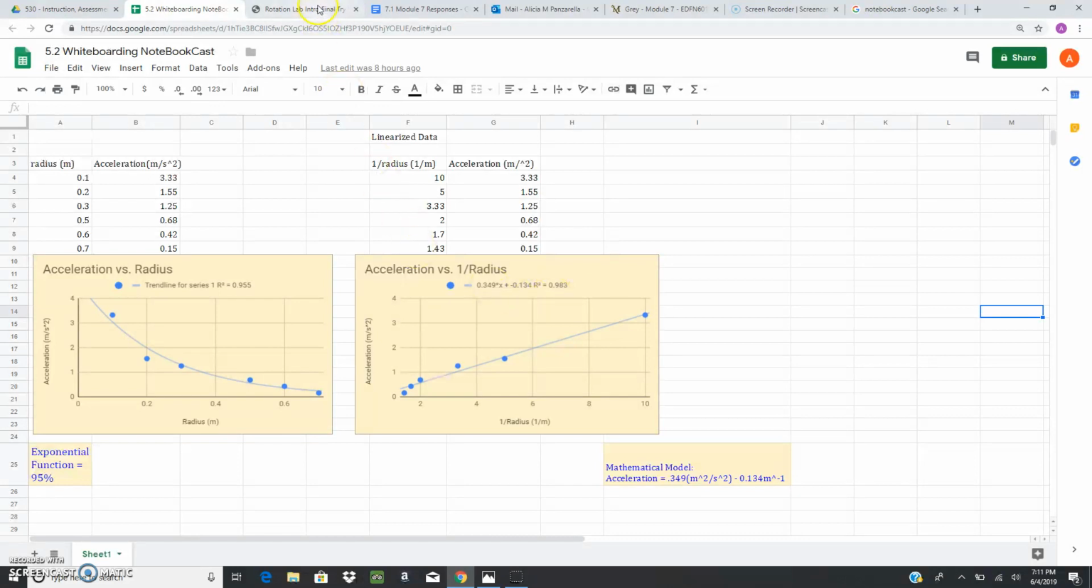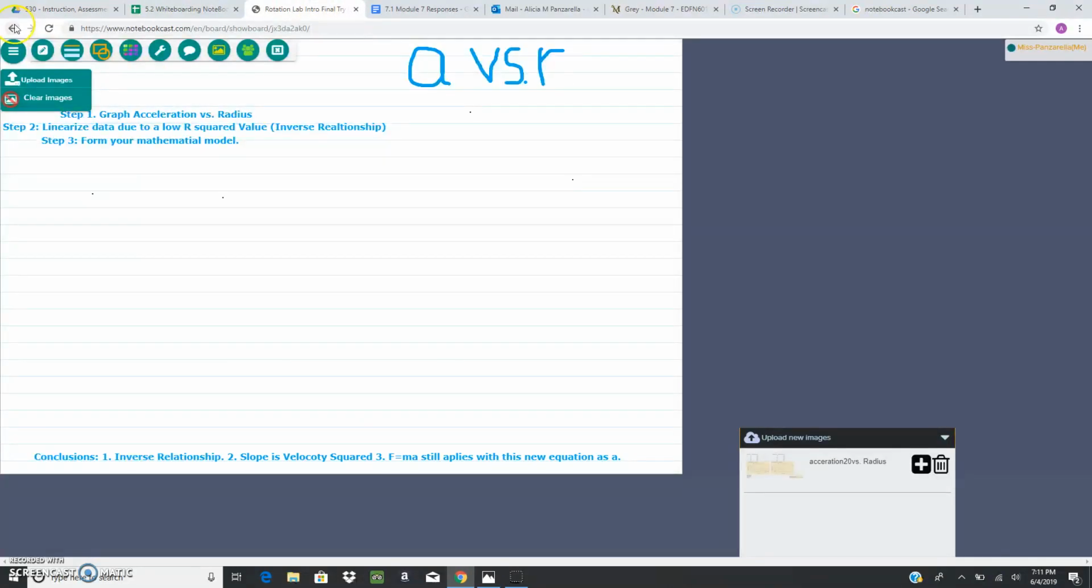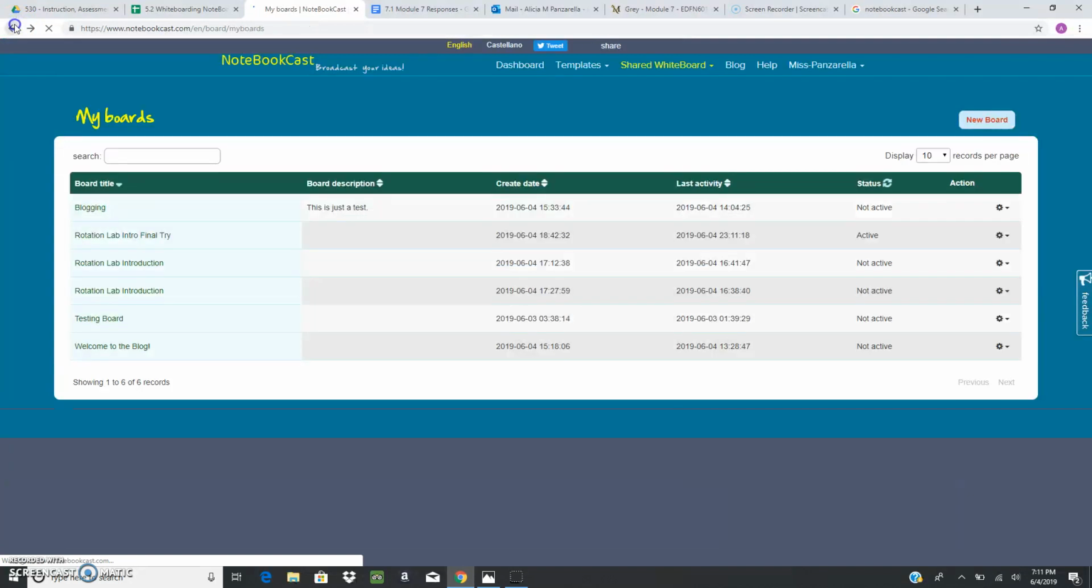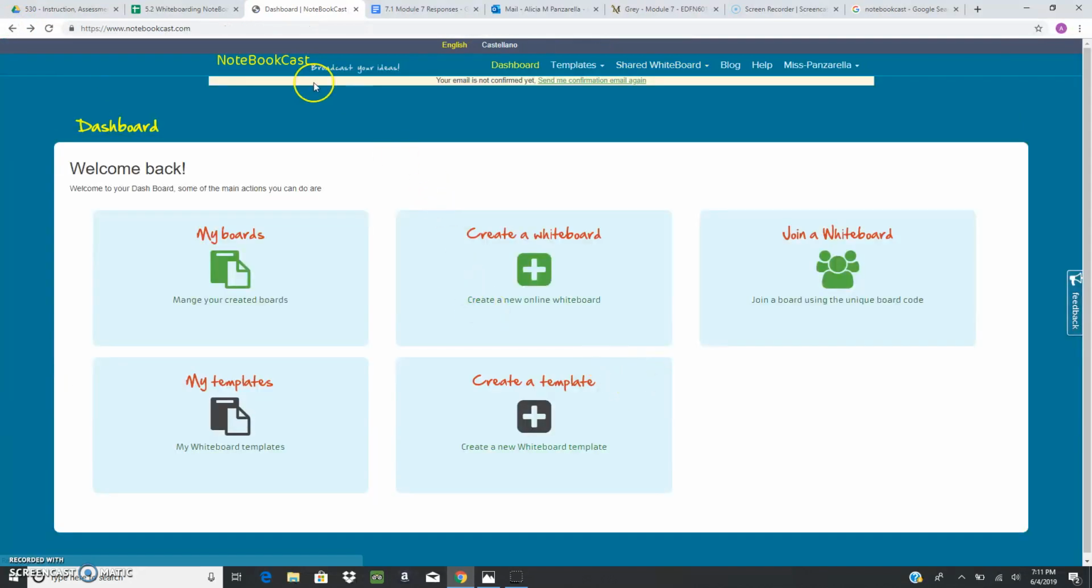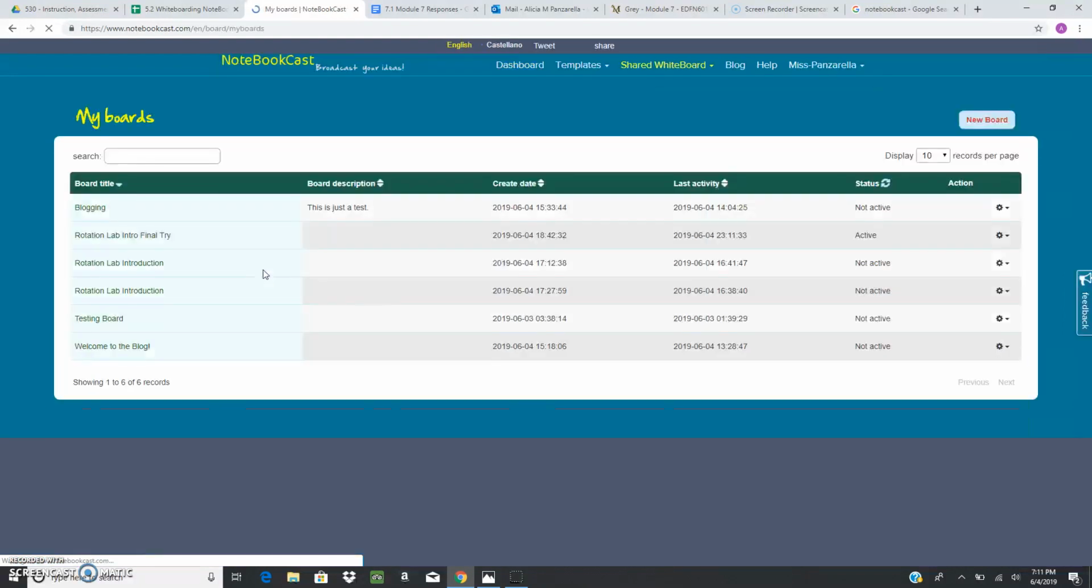So if I go ahead and pop over to here, let's just go back, and look at it from the student perspective right from the beginning, logging into Notebook Cast, I would see my dashboard. I've already created my whiteboard, so I don't need to do this, but I could just go right into my boards. And we can see over here that I've done this a couple times, but let's go ahead and click on that final try.